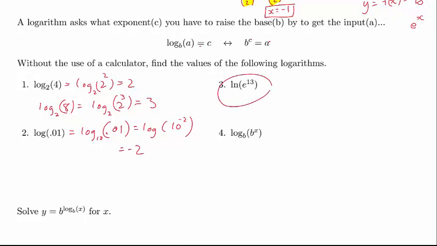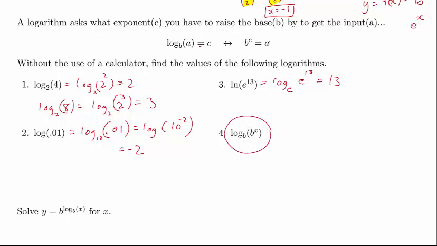All right, now here we got what's called a natural log, ln. So a natural log is log with a base e. That's all that means. So what exponent do I have to put on this e to get e to the 13? Well, the answer is just 13.